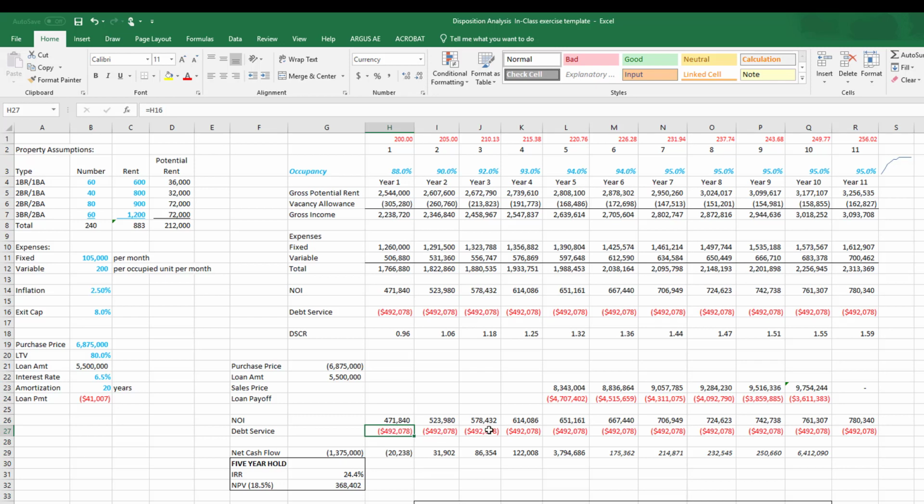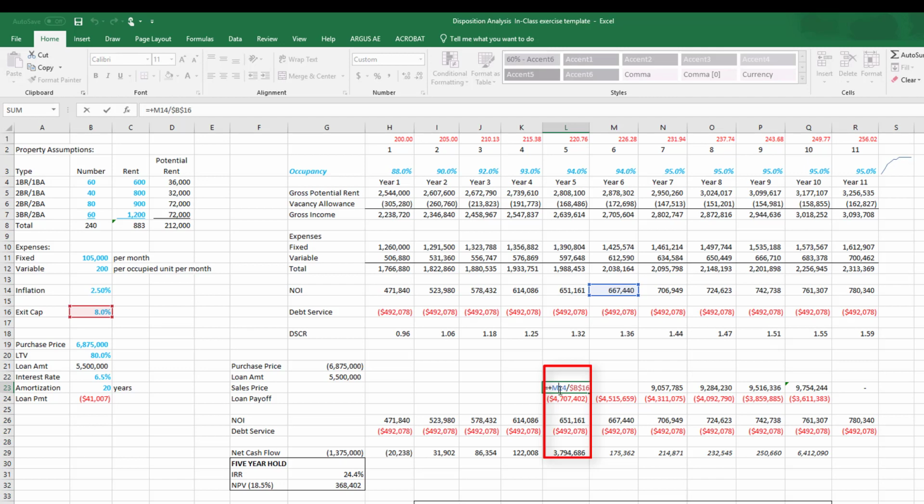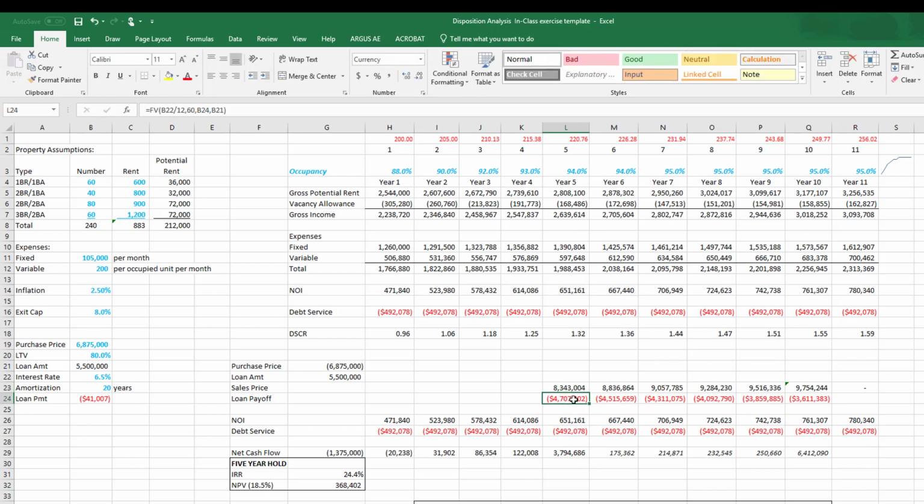We've got years 1, 2, 3, 4, and then in year 5, the assumption initially is that we're going to sell this thing. So the question is, what is this thing going to be worth in 5 years? And so I just look at year 6 in NOI right here. I divide it by 8%, and that's the value. So $8,043,000.